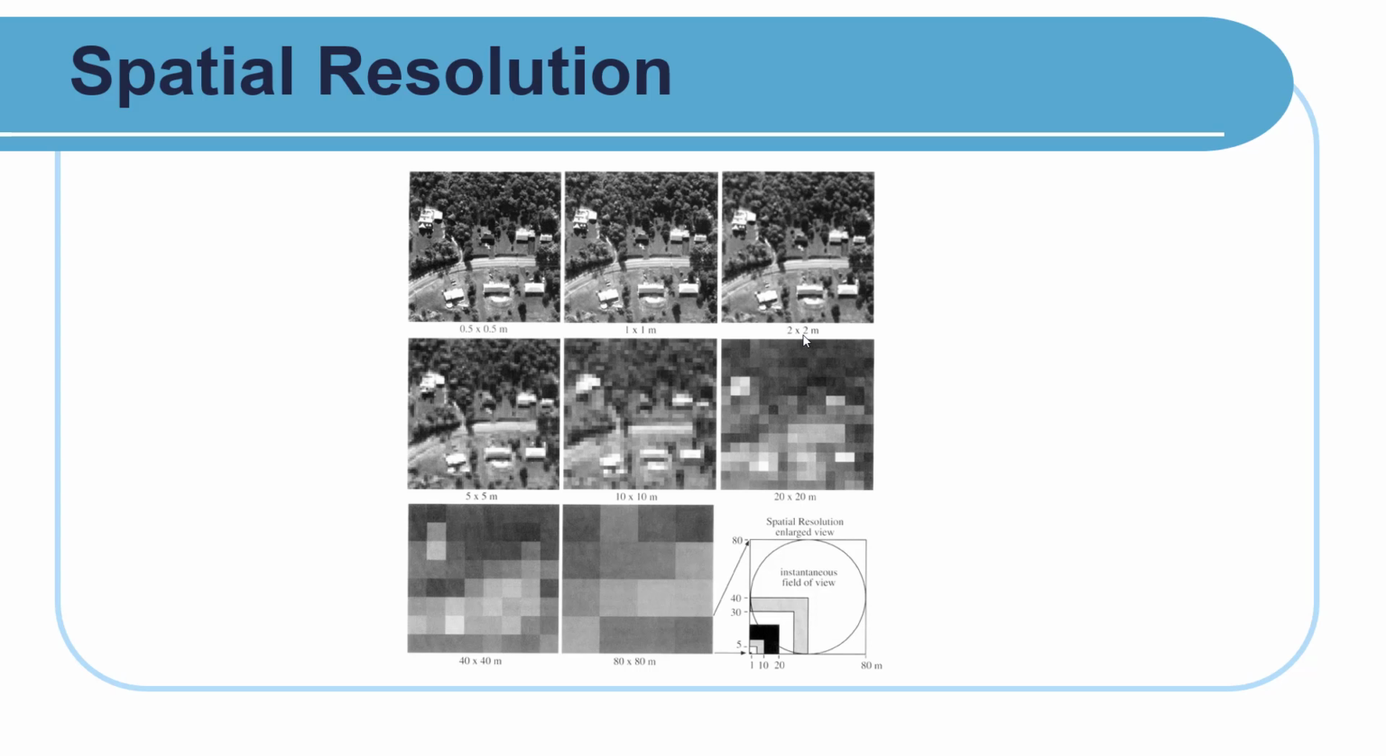And then in the lower right is a comparison of what the instantaneous field of view would be for an 80 by 80 meter pixel. And then you can see that the other pixels are shown relative to that 80 by 80 meter.